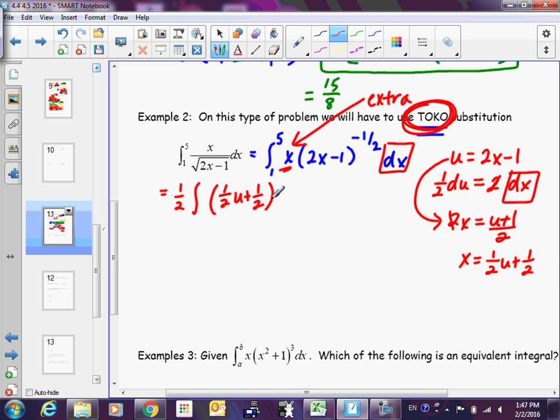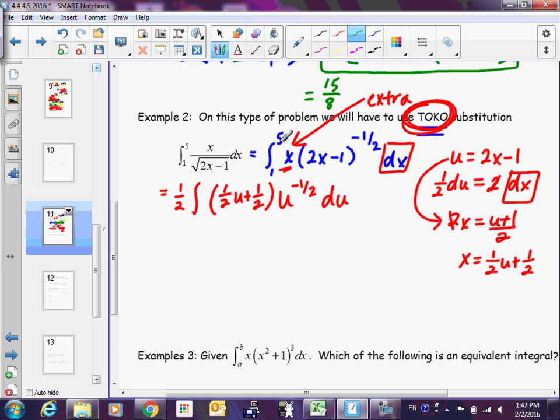In place of 2x minus 1, I'm going to write the u. So that would be u to the negative 1/2. In place of dx, I'm going to write 1/2 du, and the 1/2, we already wrote that at the front. All of that is what we did new yesterday. So what's new today? The bounds.